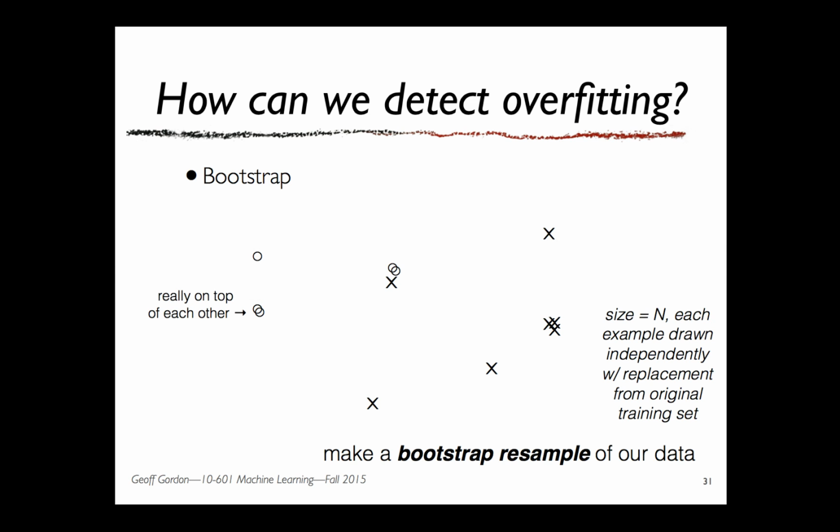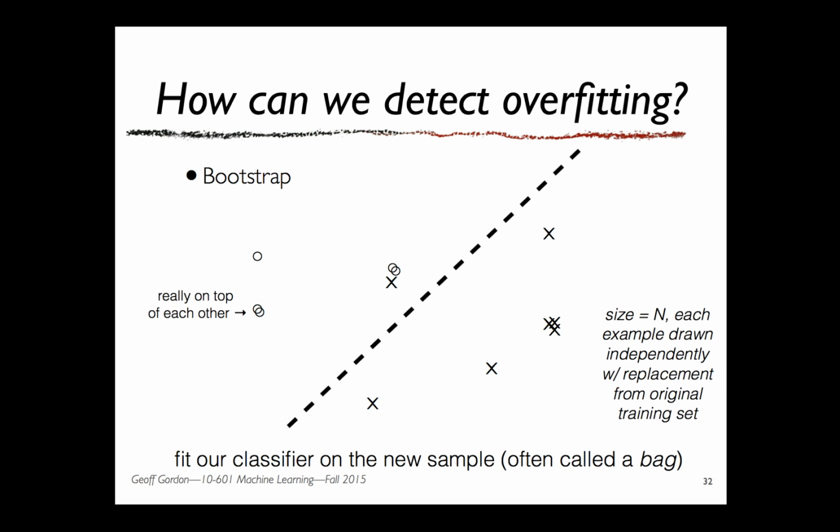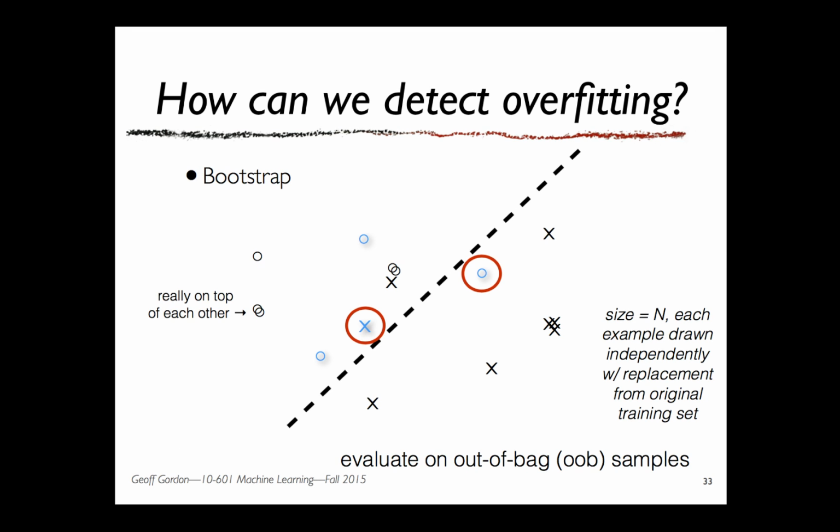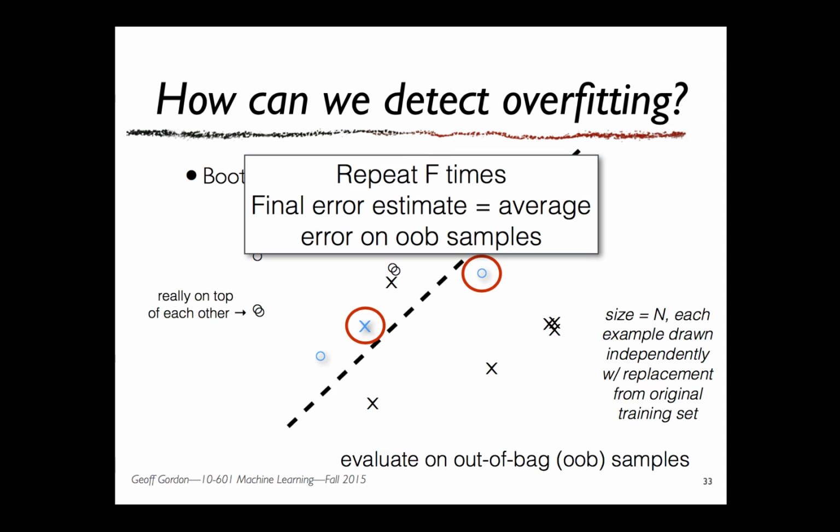All right, so here's our bootstrap resample. We fit on the bootstrap resample, and then we take all of the points that didn't appear in our bootstrap resample. That's typically about 40% of them. The bootstrap sample is called a bag, and so all of these blue points are called out of bag samples. Here it looks like there's 2 of them out of 4 that we made an error on. And we just do that as often as we want.